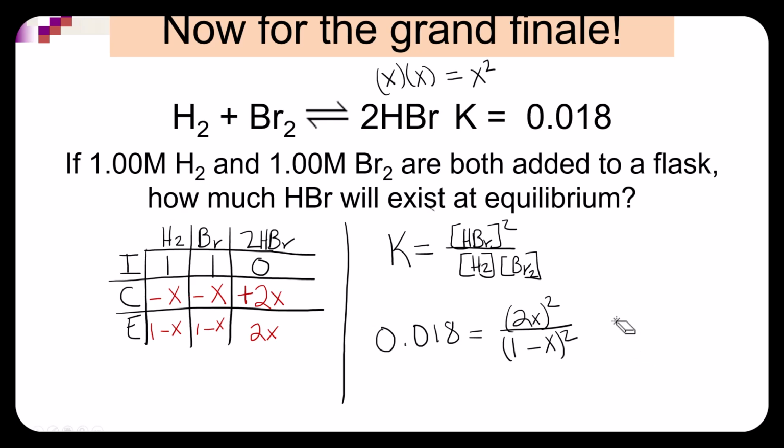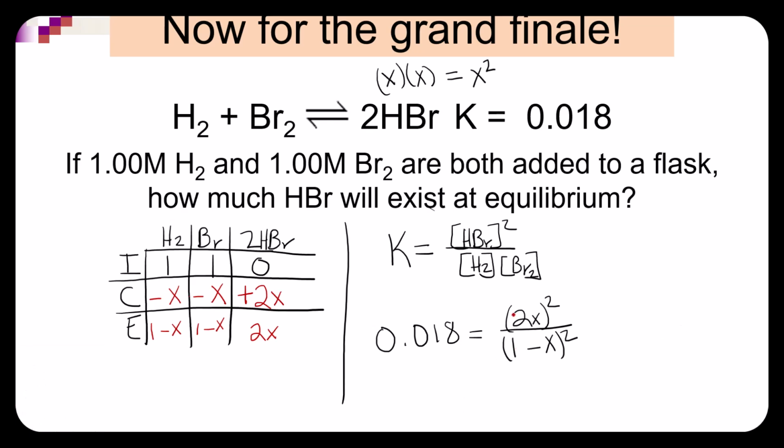So you could take this into a quadratic formula problem. You could FOIL the bottom, get the ax squared plus bx plus c, and put it into a calculator. Or you could recognize the following. I have a squared value on the top. I have a squared value on the bottom. If the top is squared and the bottom is squared, this is a perfect square scenario.